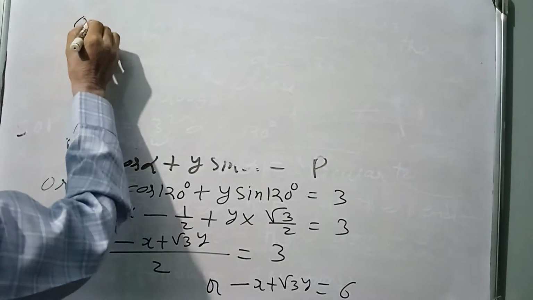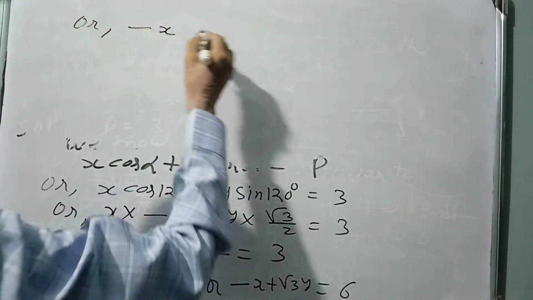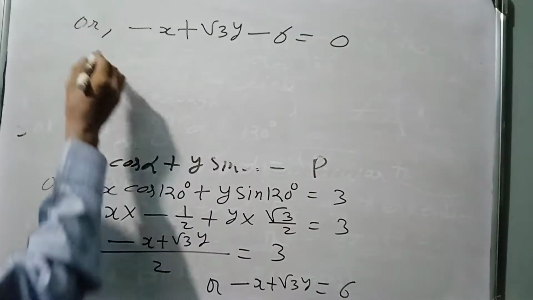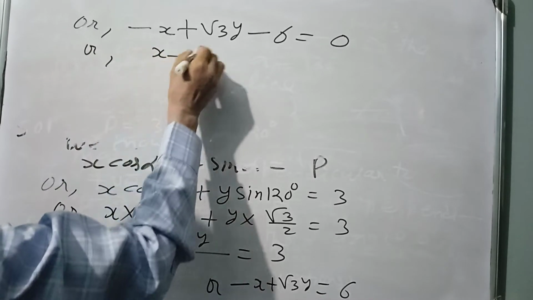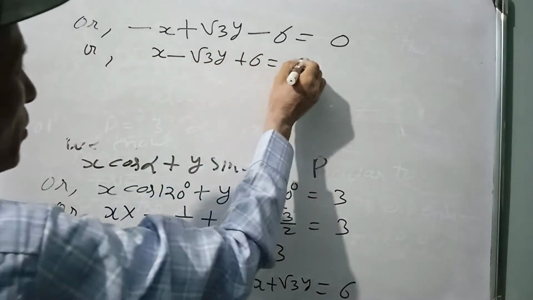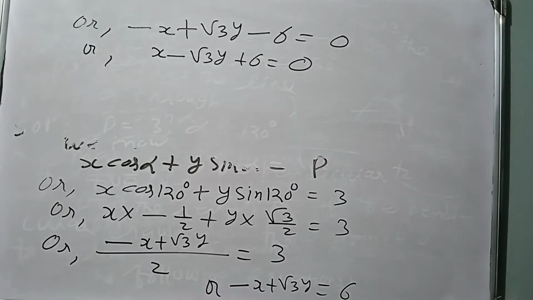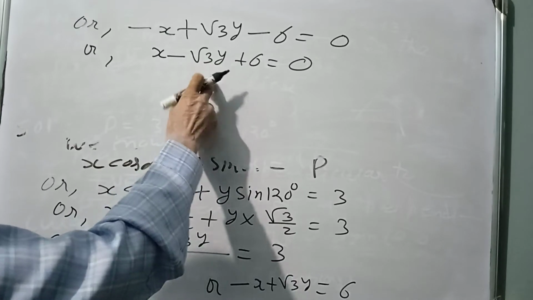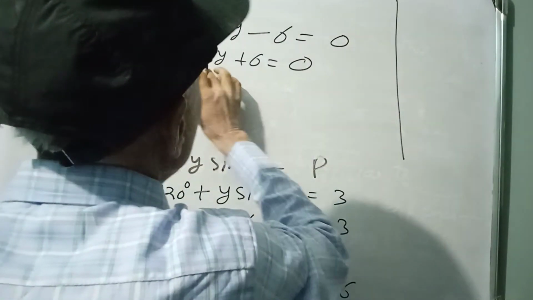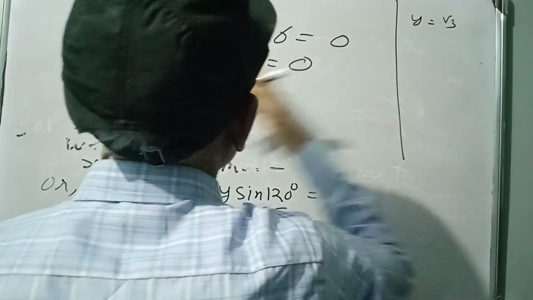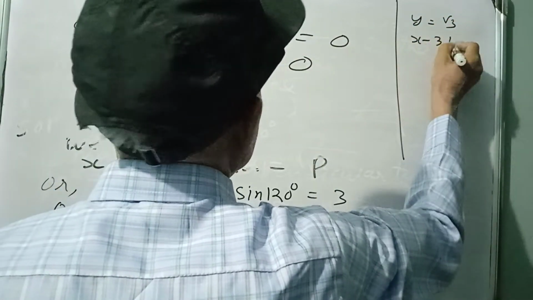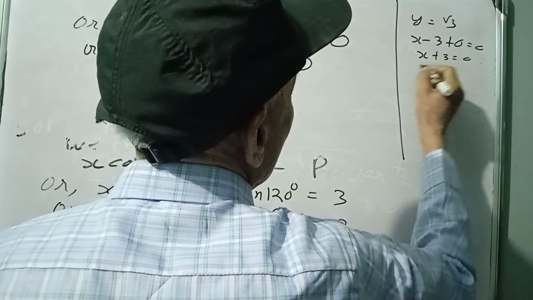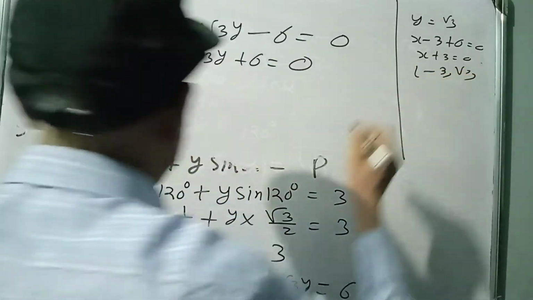Or minus x plus root 3y minus 6 equals 0. Changing sign, x minus root 3y plus 6 equals 0. Then suppose y को value root 3 राख्ने भए इसको line के हुन्छ. Suppose put y equal root 3, so that x minus 3 plus 6 equals 0. Then x plus 3 equals 0, x equals minus 3, and y is root 3.